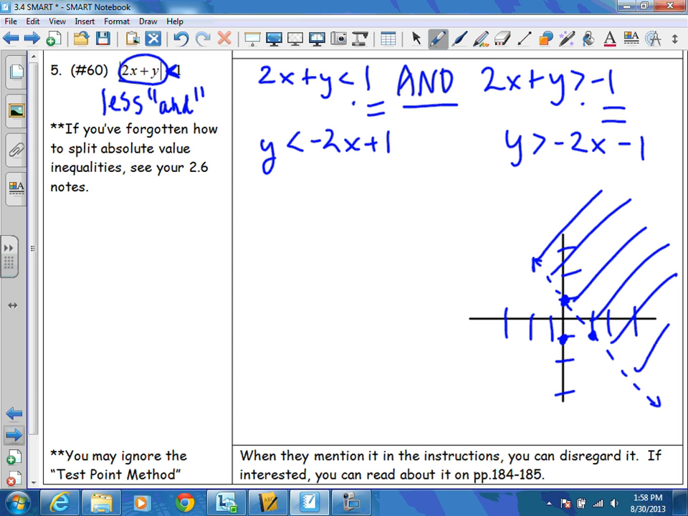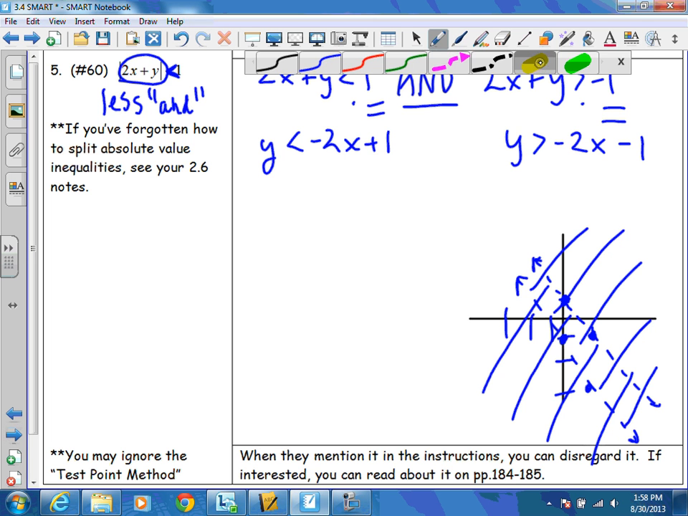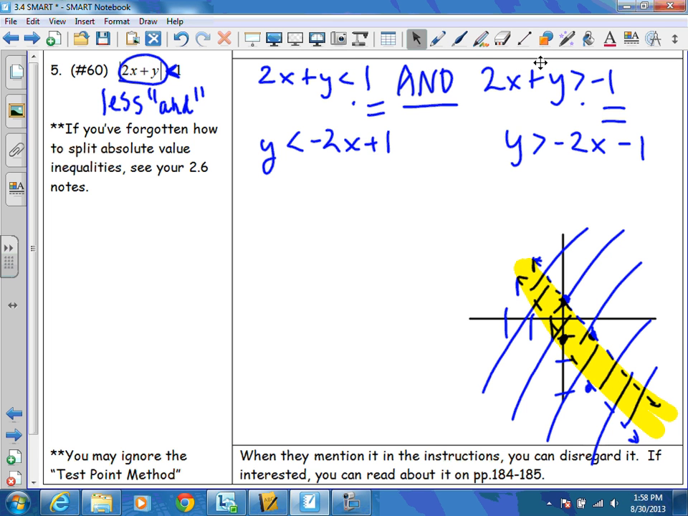Oh, so it's the wrong way. Dang it. If you've got that, you can start on your homework.